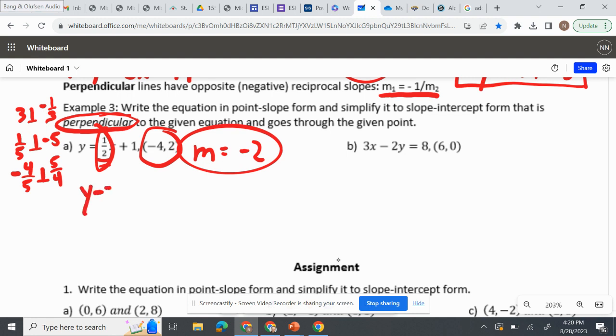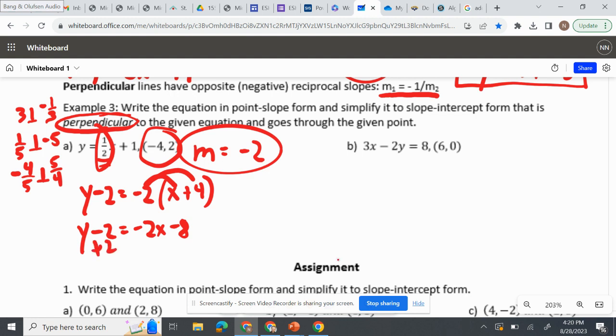y minus 2 equals negative 2, x plus 4. I'm going to distribute the negative 2 to each of the terms. So y minus 2 equals negative 2x minus 8. Then when I add the 2, I get y equals negative 2x minus 6.